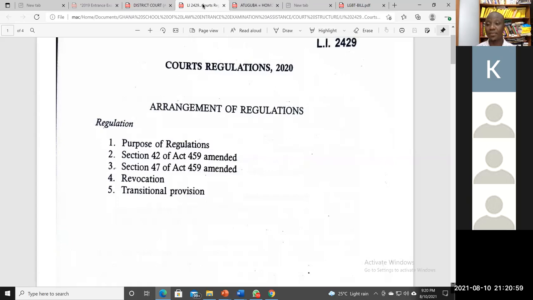We know the composition and the qualification: to be a Supreme Court judge you need a minimum standing of 15 years at the bar, and you must be a person of good character, without any moral scandal and so on. We know all this, and we've looked at the Court of Appeal, the High Court, and the Regional Tribunal. And then we have the lower courts, that is the Circuit Court, followed by the District Court.